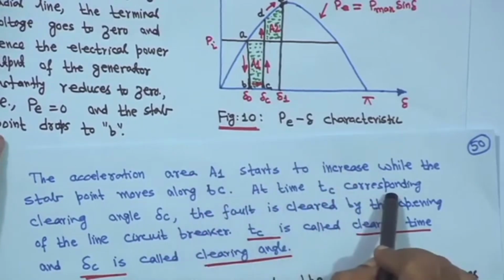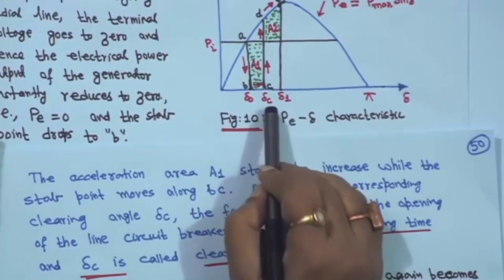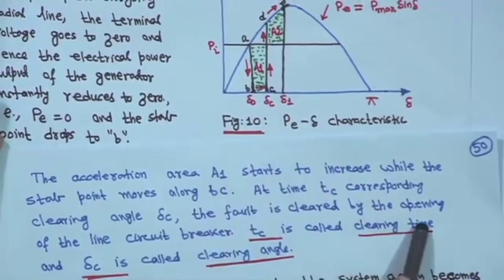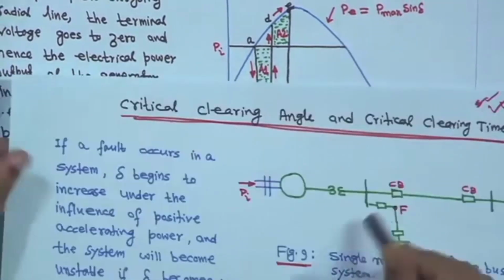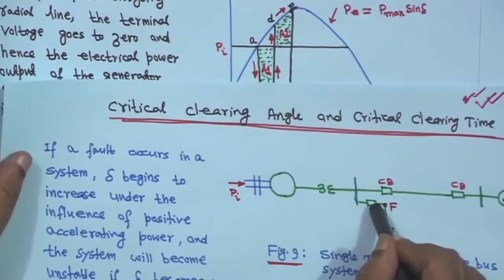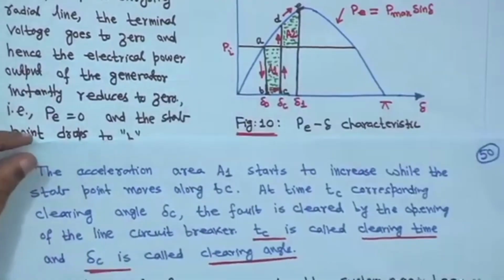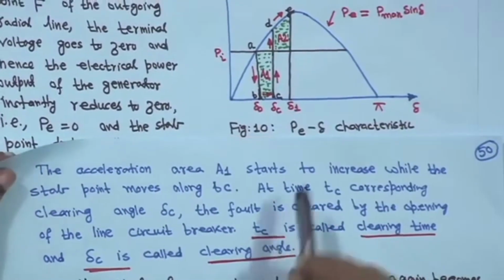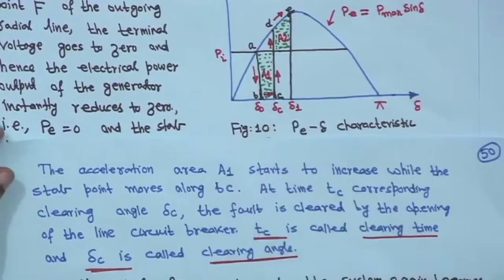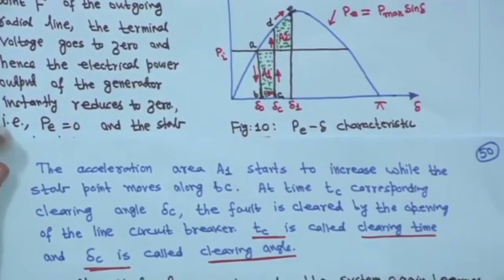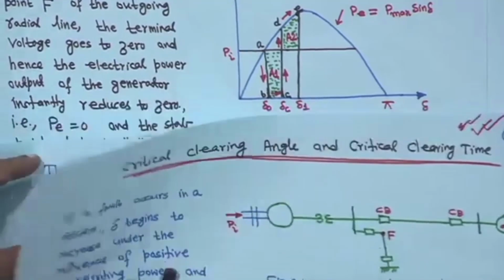Suppose at time T C, corresponding to the clearing angle, this is delta C, at this time the fault is cleared by the opening of the circuit breaker. So, this fault is cleared by opening of this circuit breaker. So, as soon as this circuit breaker opens, what will happen, that immediately this is the operating point B to C. So, that means this line will transmit power. So, the line will become healthy.